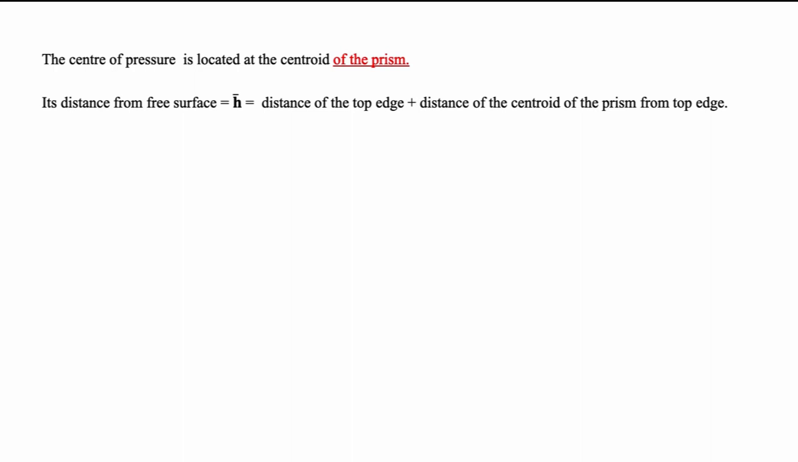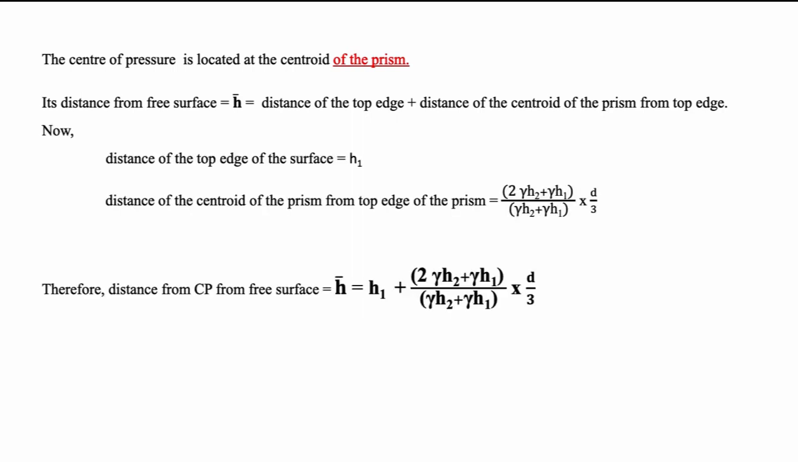Coming over to the location of center of pressure, it is located at the centroid of the trapezoidal prism representing the pressure distribution on the surface. So its distance from free surface h bar is the sum of the distance of the top edge from the free surface plus distance of centroid of the prism from the top edge of the surface. It is given by h bar is equal to h1 plus (2 gamma h2 plus gamma h1) by (gamma h2 plus gamma h1) into D by 3. From the known values of h1, h2 and gamma and D, the position of center of pressure from free surface can be determined.